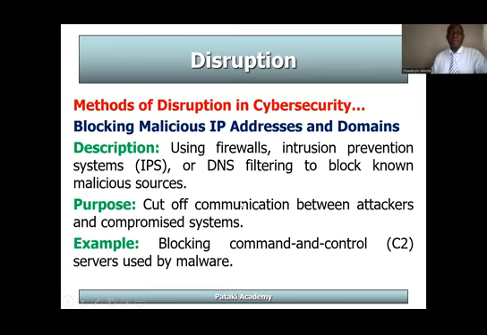Next method: blocking malicious IP addresses or domains, that is, using firewall, IPS, and DNS filtering to block unknown sources. The purpose is to cut off communication between attackers and compromised systems. Example: blocking a command and control server used by malware.